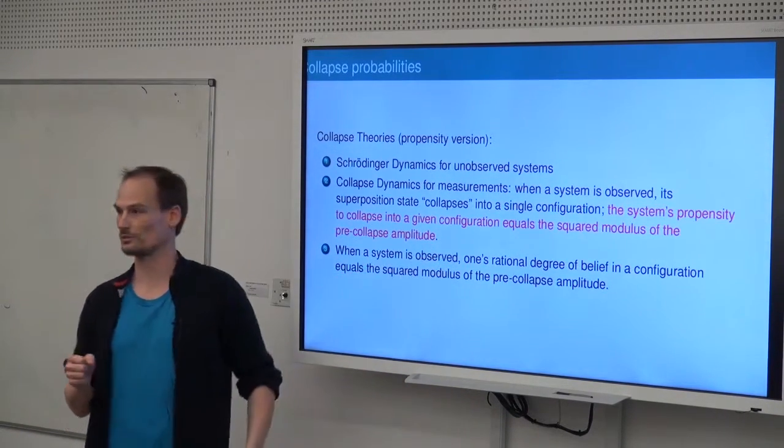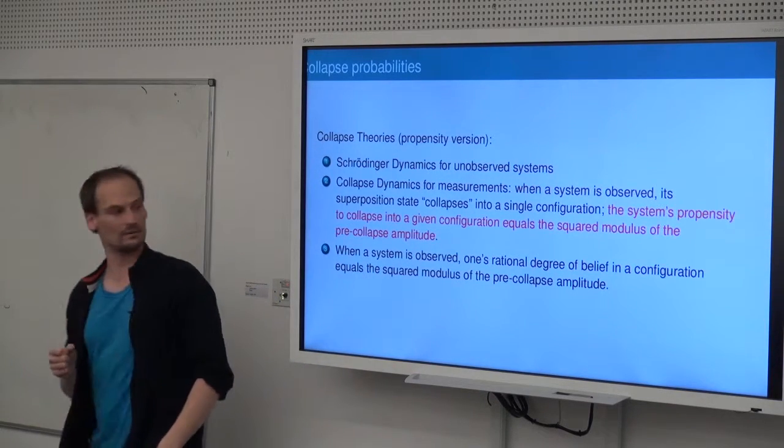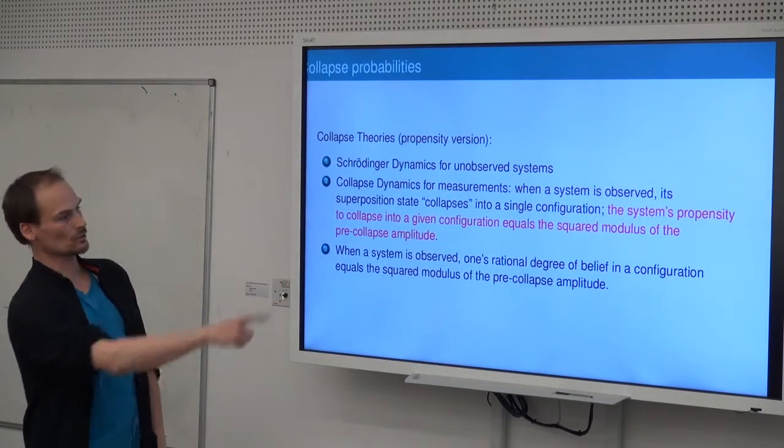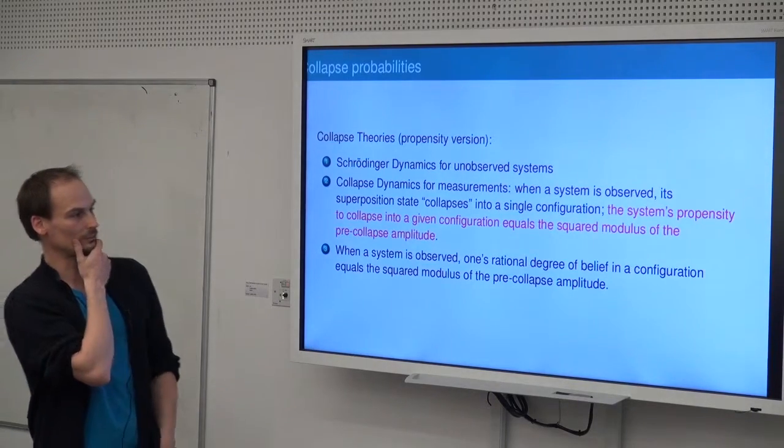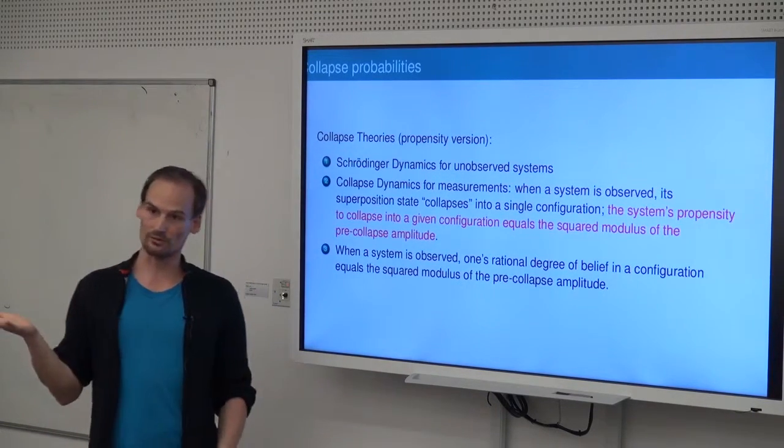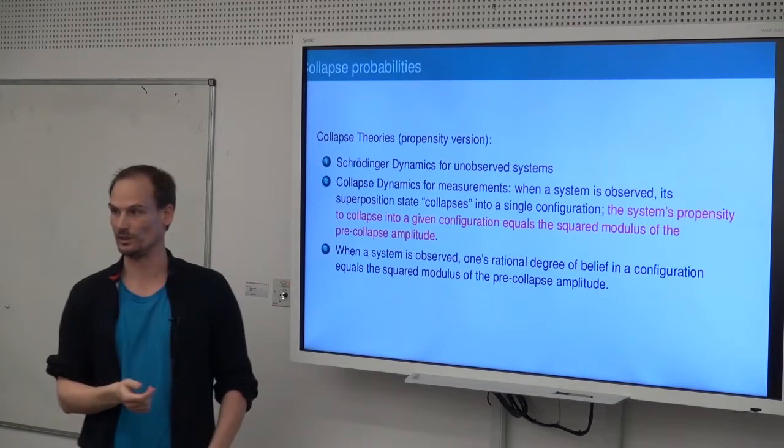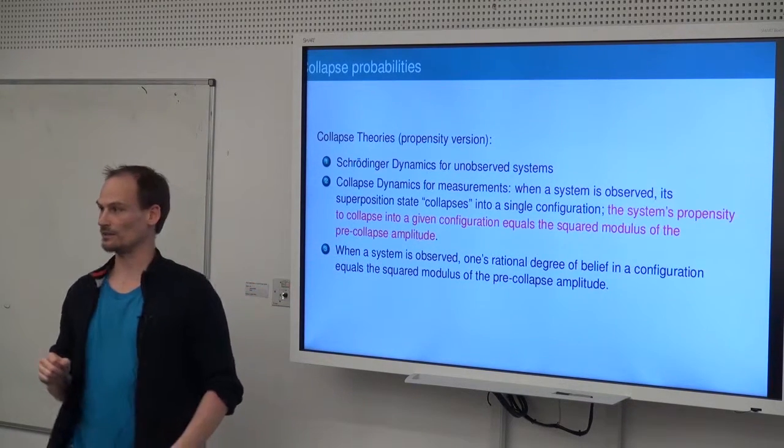So we need this principle to be true. But why should this principle be true? Why should one's rational degree of belief equal the squared modulus of the pre-collapse amplitude? It could be a further physical law. Then we're just back at the epistemic theory, which postulated something much like this as a further physical law.